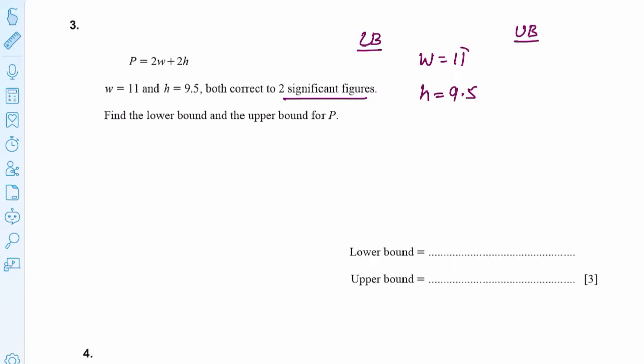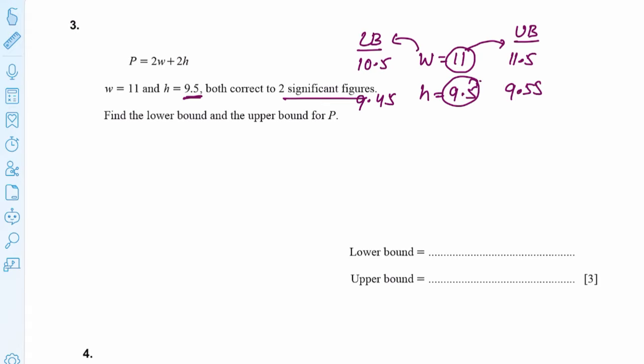So for two significant figures, it is already 11, right? So it will be nearest to 1. So we can say the upper bound should be 11.5 and lower bound should be 10.5. Got it? Like that, for 9.5 to two significant figures, the upper bound should be 9.55 and lower bound should be 9.45. Did you get it everyone clearly?